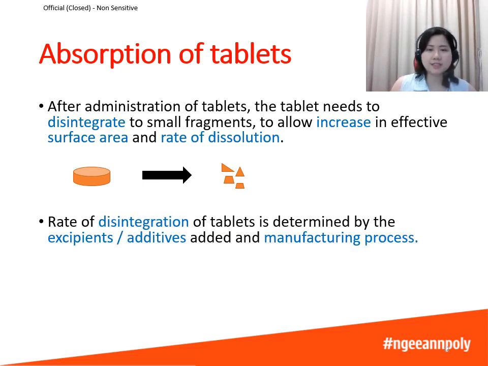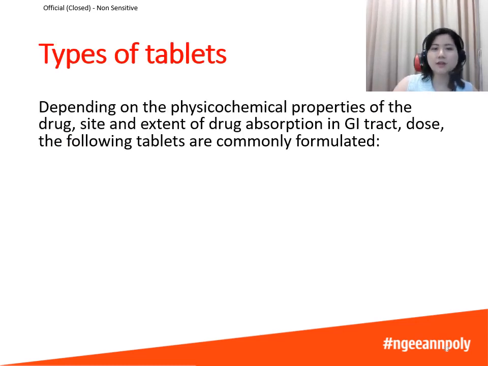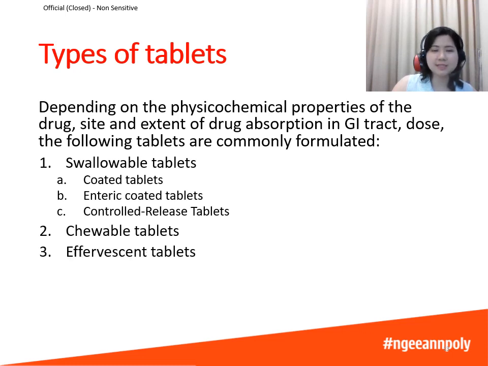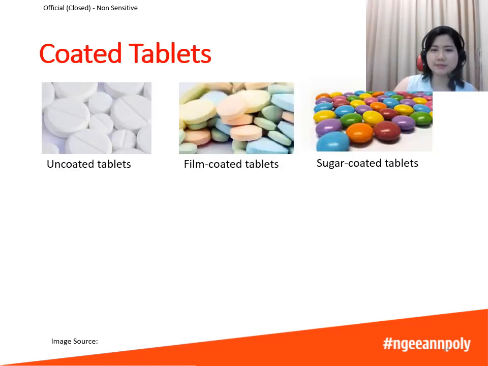The rate of disintegration of tablets depends on the excipients added as well as the manufacturing process. The disintegration rate of tablets is important because it affects the rate that the drug can be absorbed into the body. Not all tablets are the same. We have swallowable tablets, of which there are many different kinds, chewable tablets, effervescent tablets, lozenges, buccal and sublingual tablets.